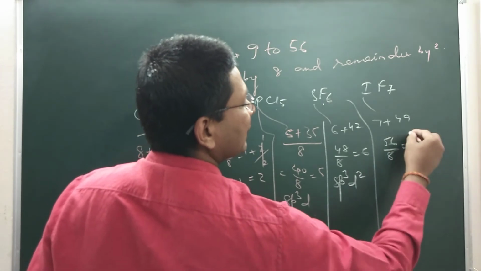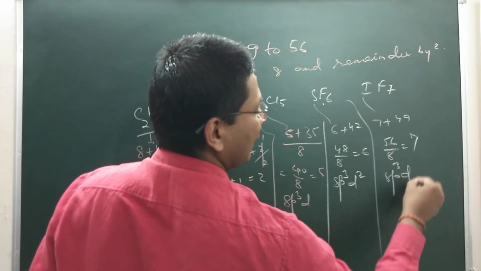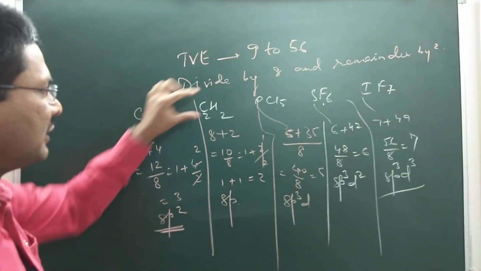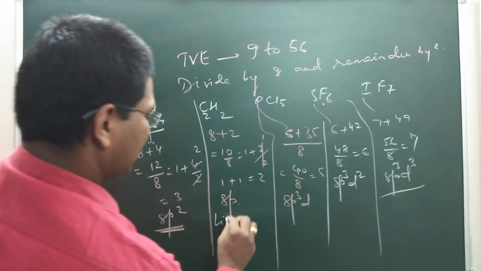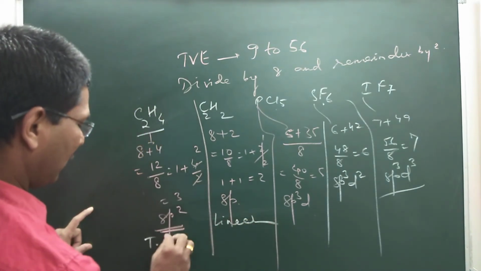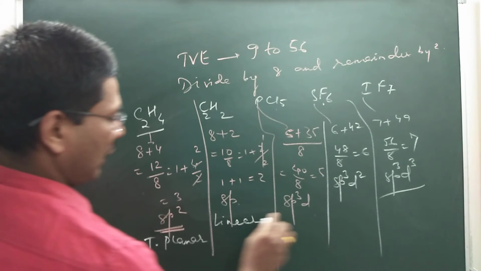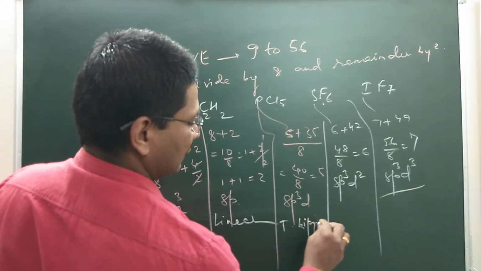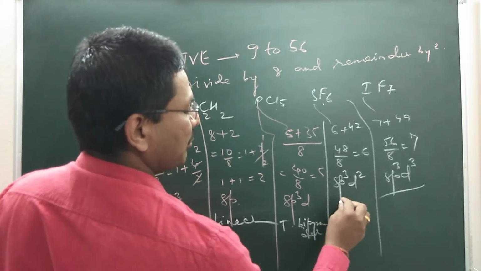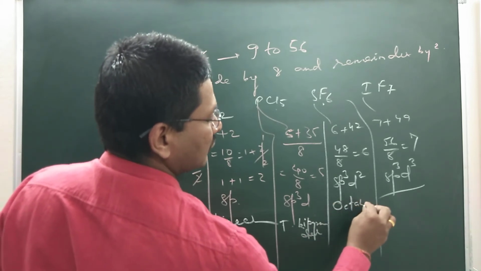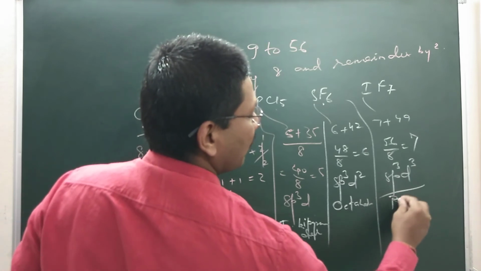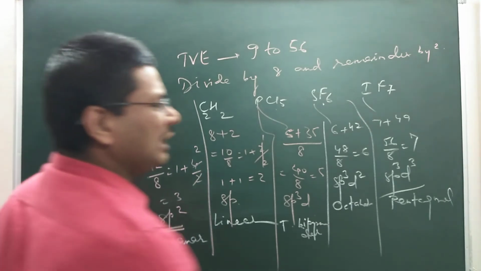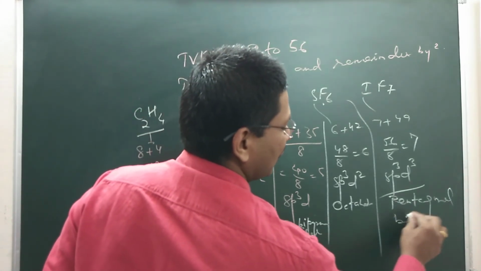56 divided by 8 is 7. sp3d3, a rare type of hybridization. Shape: now the shape of ethylene is trigonal planar, the shape of acetylene is linear. So here the shape is linear, here the shape is trigonal planar, and here the shape is trigonal bipyramidal. Here the shape is octahedral. Here the shape is pentagonal bipyramidal. So based on this trick you can easily solve any question.